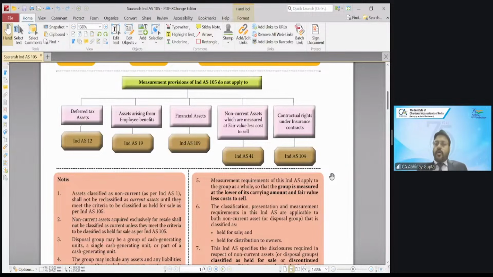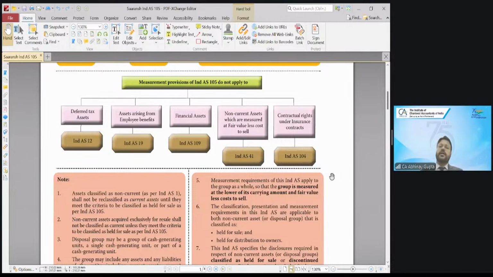But in order to measure the fair value less cost to sell, if any of these items are part of that asset group, then these items continue to be measured under their respective standards. That is Ind AS 12, 19, 109, 41, and 104 respectively, right? So measurement provisions of 105, that is fair value less cost to sell, will not apply to these 5 items. All other items will anyway be measured as per 105. Is that clear? And what is the rationale behind this?